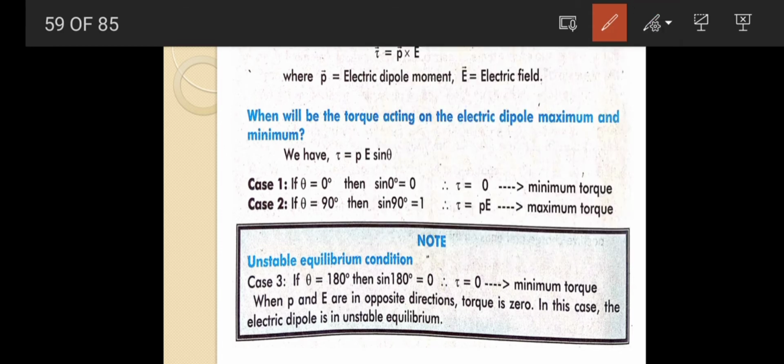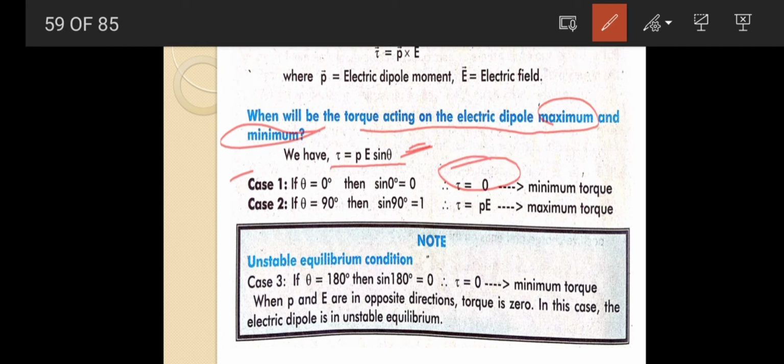Now let us discuss different cases: when the torque acting on the electric dipole is maximum and when it is minimum. We have the basic formula for torque acting on an electric dipole placed in a uniform electric field: tau is equal to P E sin theta. In this expression, if you put theta equal to 0, then sin 0 becomes 0, and the expression becomes tau equal to 0 because sin 0 is 0.